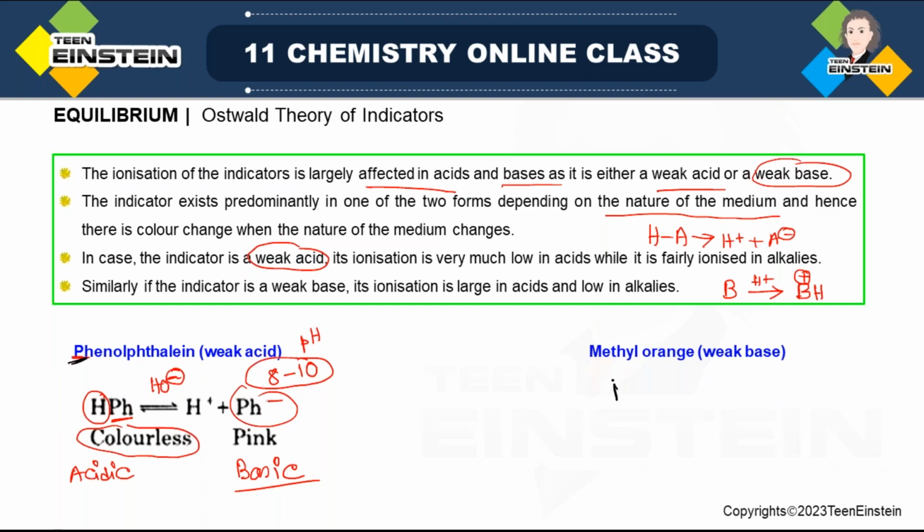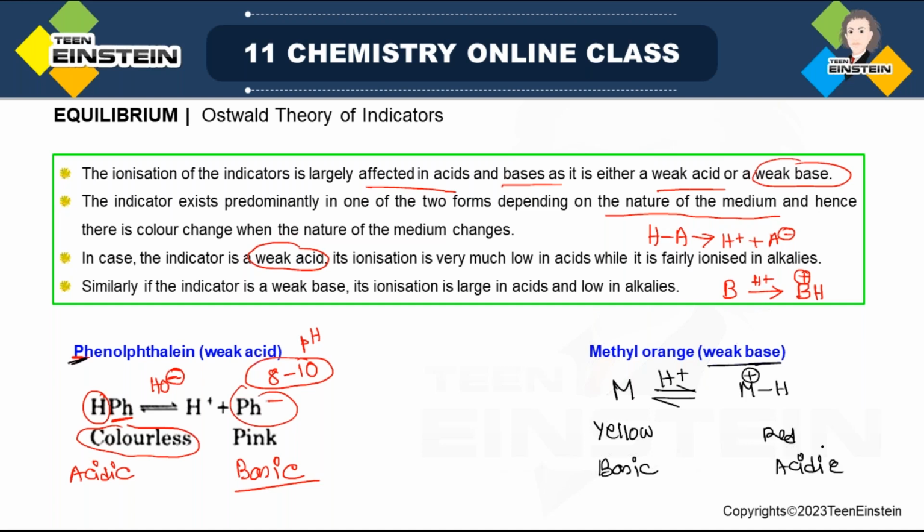So if I am writing it as M, now there is an equilibrium in the presence of H plus. As it is a weak base, in the presence of a proton, it will take this proton and become protonated, MH plus. Now this M form, which is the actual base, that is, no H plus is added, is basically yellow. And when it is in protonated form, the color is red. That means it will show yellow color in basic medium, but it will show red color in acidic medium.